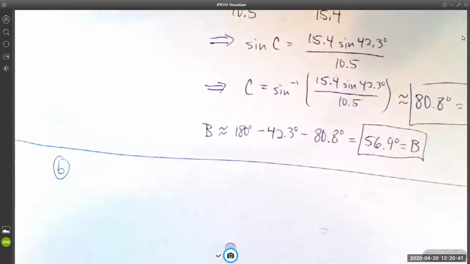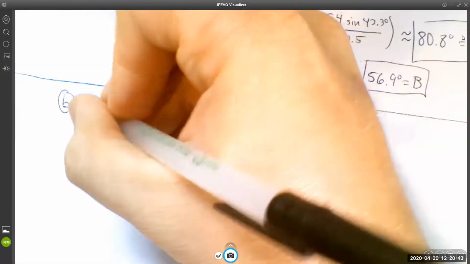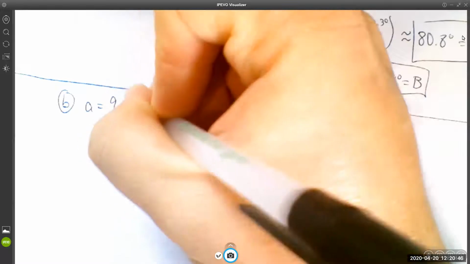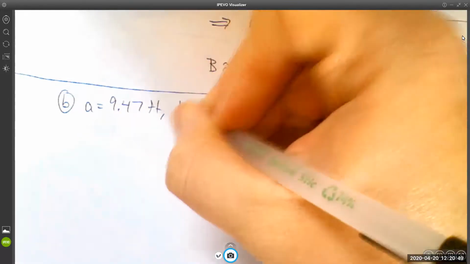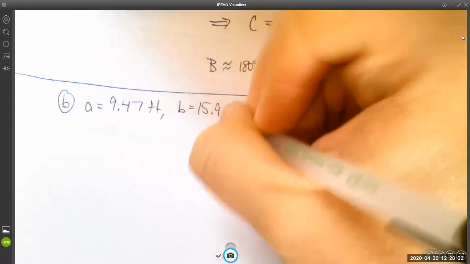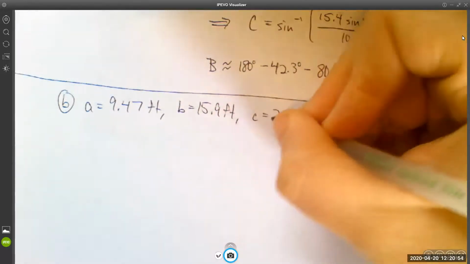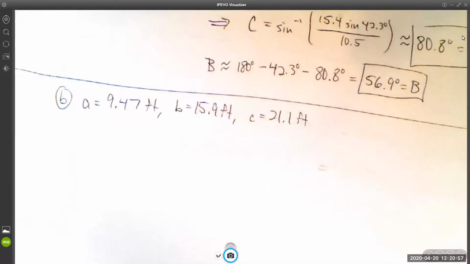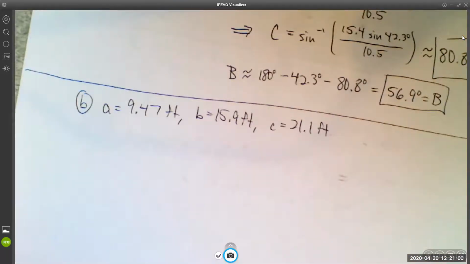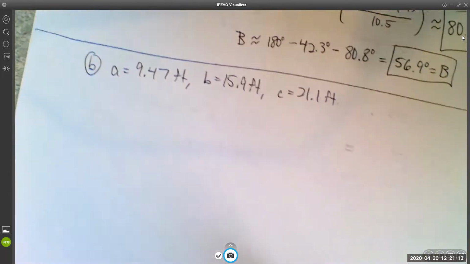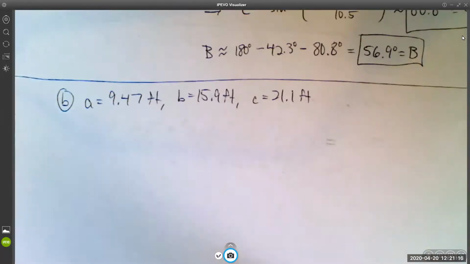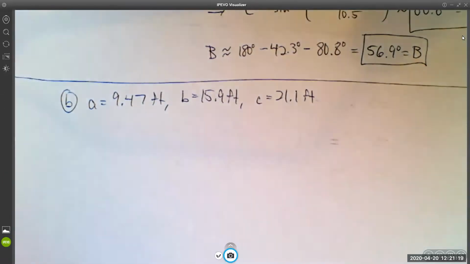So again, let's solve triangle ABC. This time, if a equals 9.47 feet, b equals 15.9 feet, and c equals 21.1 feet, you'll notice right off the bat, you don't have any angles given to you, right? So this must be a side, side, side situation. So you can use law of cosines on this again, because law of sines isn't going to help you, at least not for your first step, right? So go ahead and pause the video, see if you can work this one out on your own.